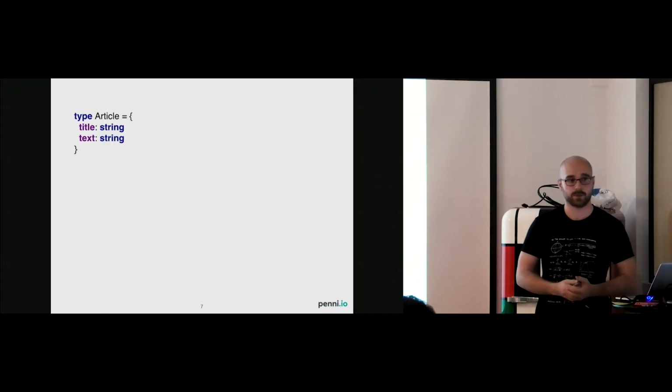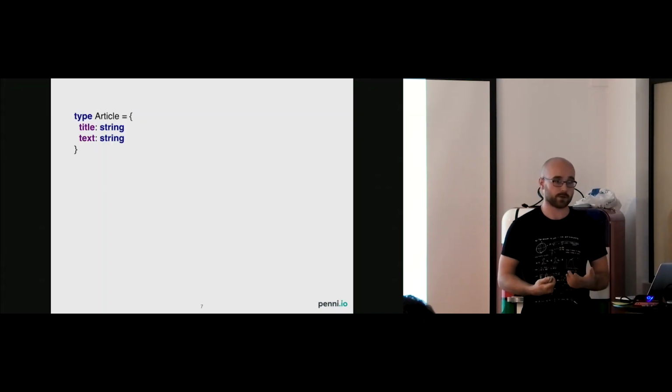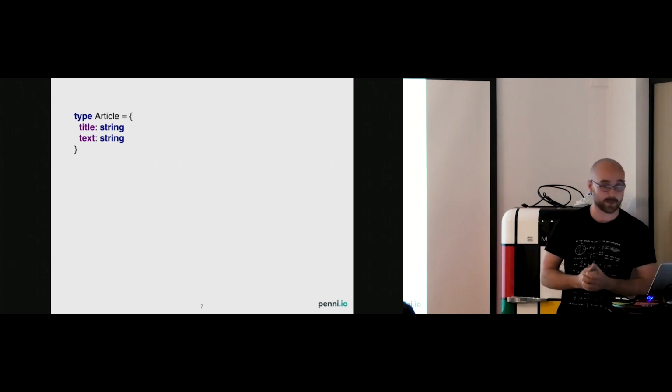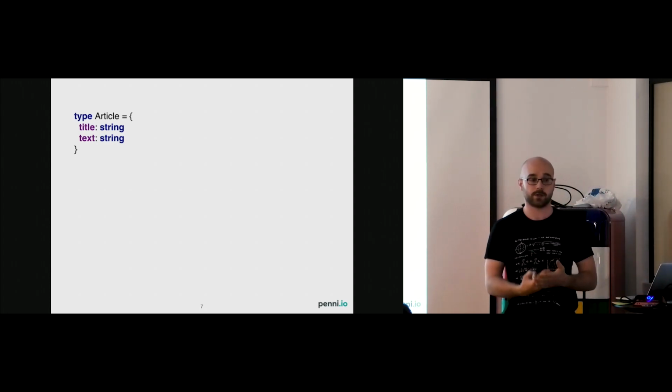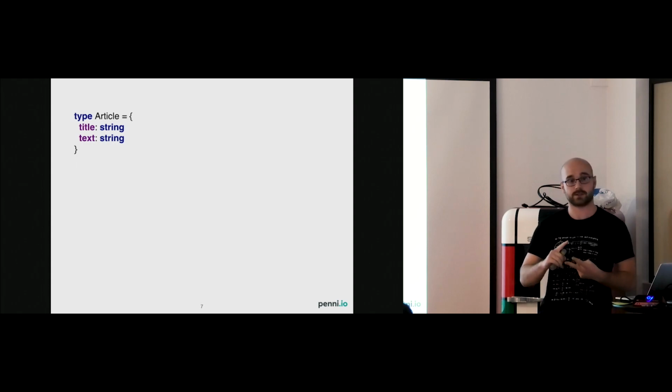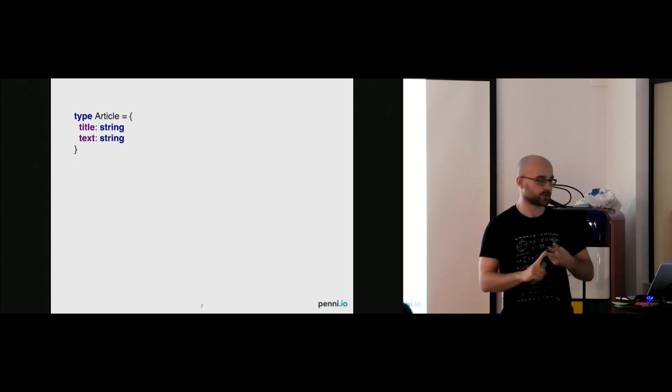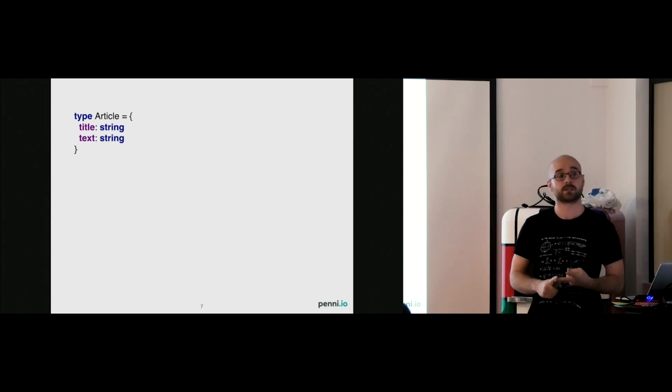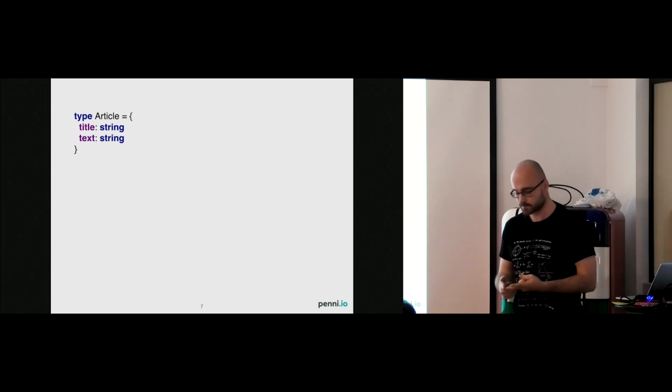If we're saving an article and we're working with TypeScript, we're probably going to define a type for an article. And making a simplification, let's say an article is an object which has two properties, title and text, and both of these properties are of type string.